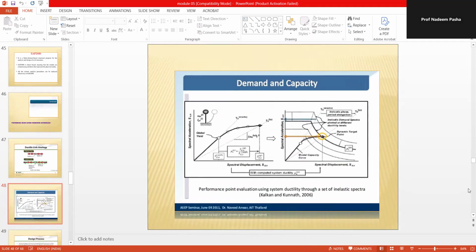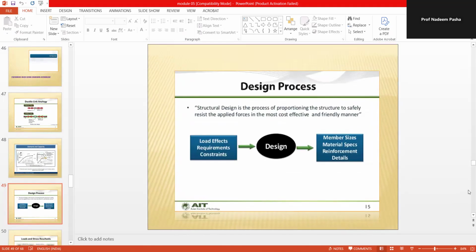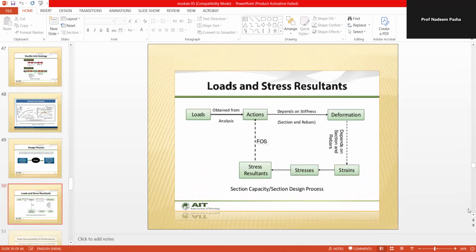Demand and capacity. Design process. Structural design is the process of proportioning the structure to safely resist the applied forces in the most cost-effective and friendly manner. So this is the load effects, requirement constraint, design, member size and material specs, reinforcement detail. So these are the loads and stress resultants.